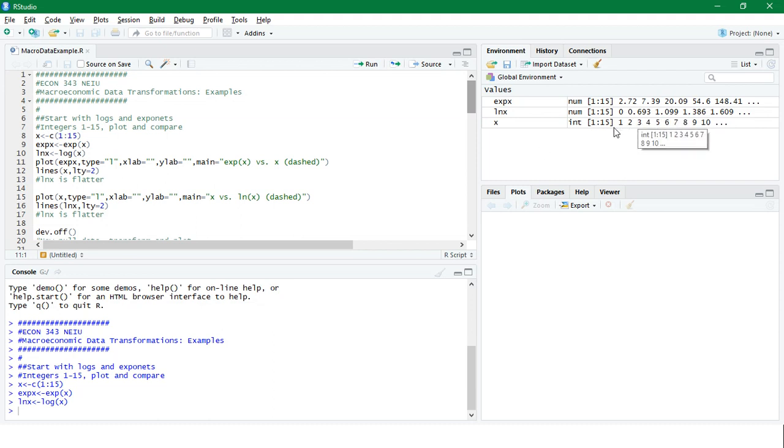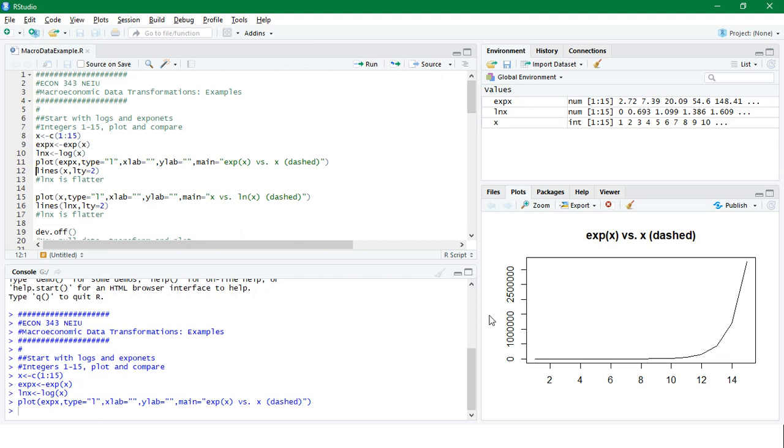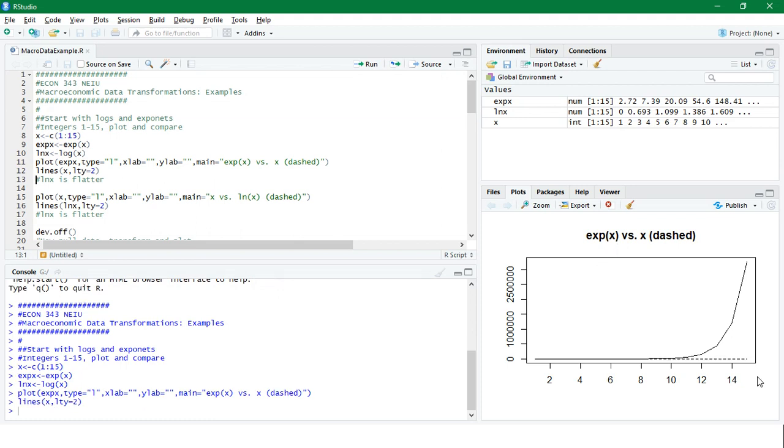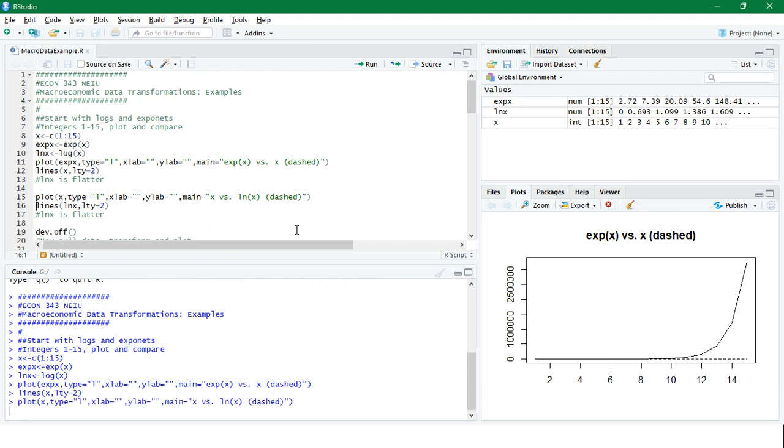But you notice that x is higher than the log of x, and it's growing faster, so ln x is flatter. And then, of course, these numbers are growing much quicker up here, okay? So we can plot that. Here's exponent of x. I'm going to add the dashed line here. Basically, it appears flat even though it's slowly rising. Exponential growth is much faster than linear growth, okay? So x is going to be flatter.